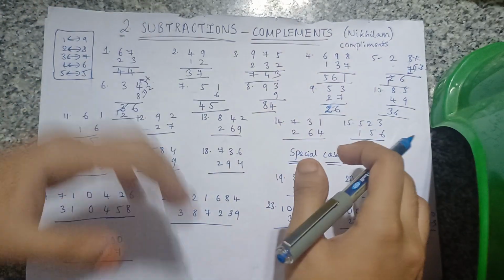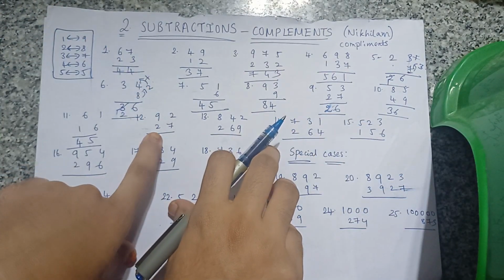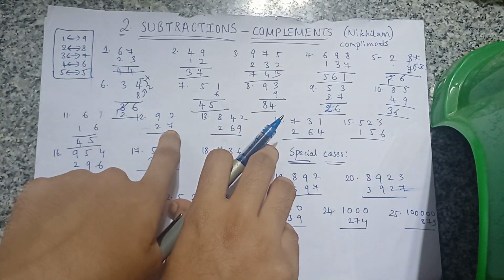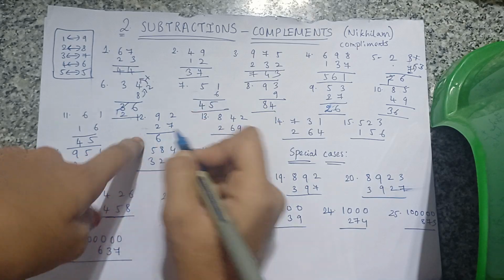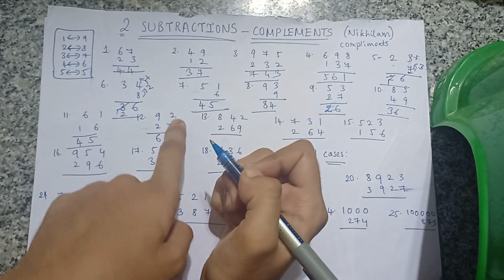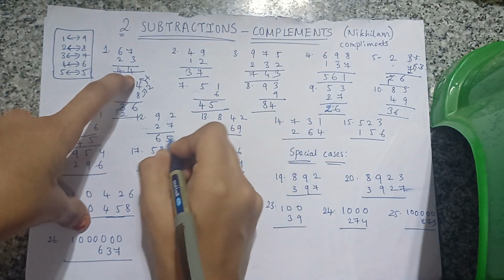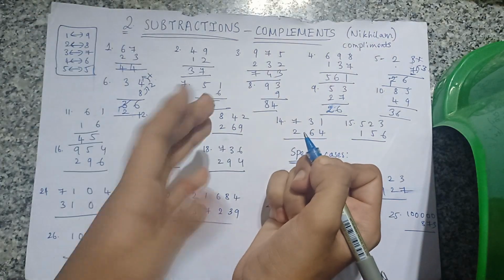Few questions regarding this. Now 9 minus 2, 7, but since it is a mismatch pair, you have to subtract 1 from this, so 6. And now the complement for 7 is 3. Now 3 plus 2, which is 5, so 65 is your answer. See how simple this is.